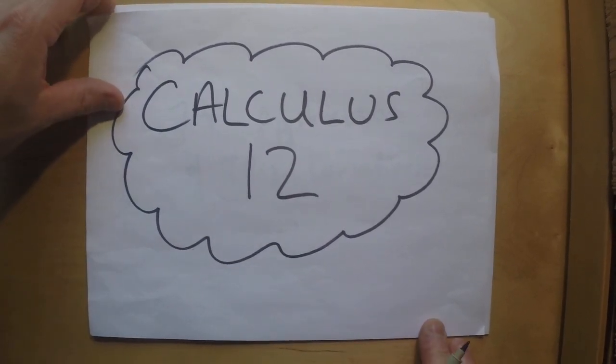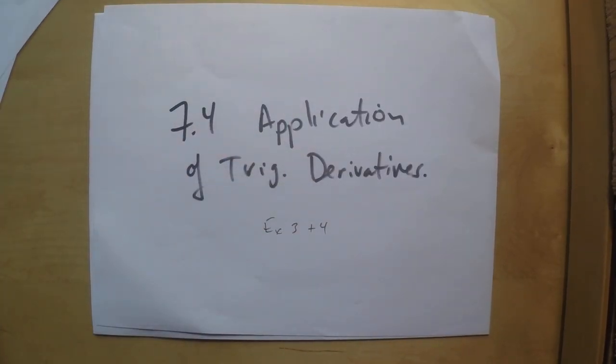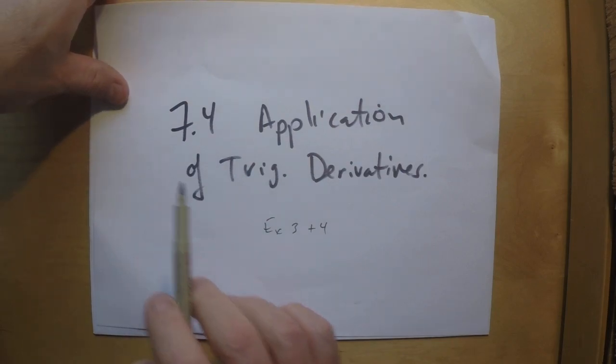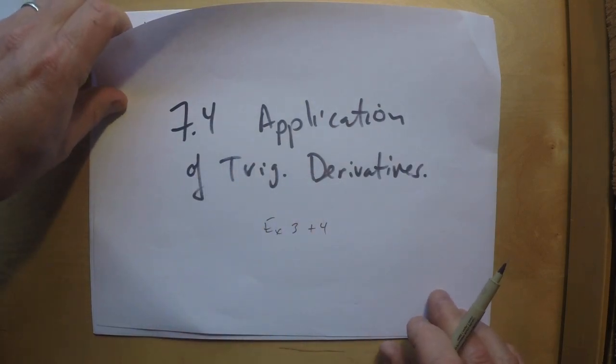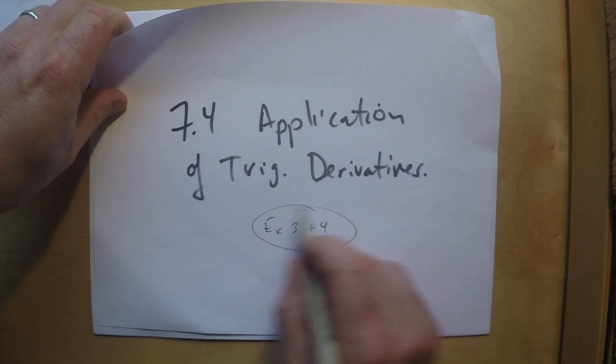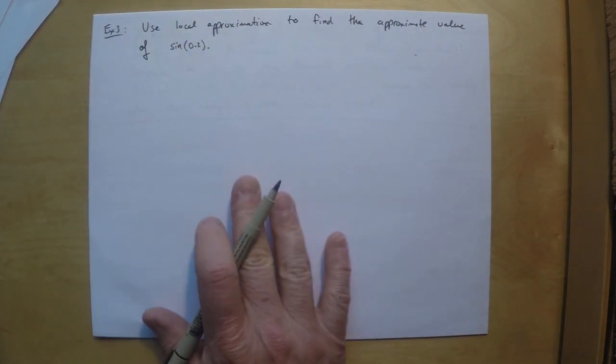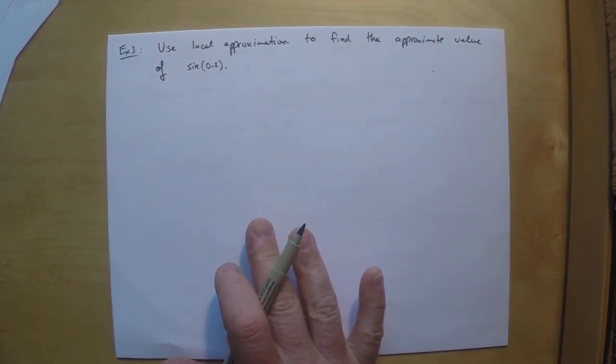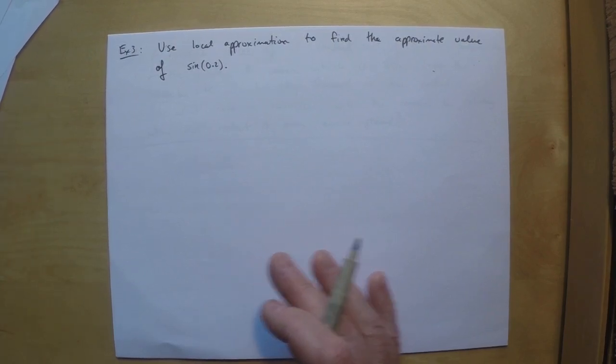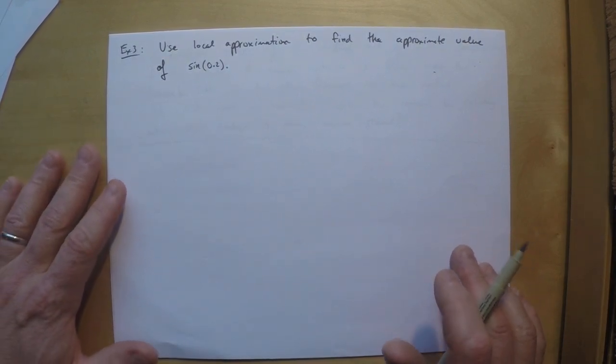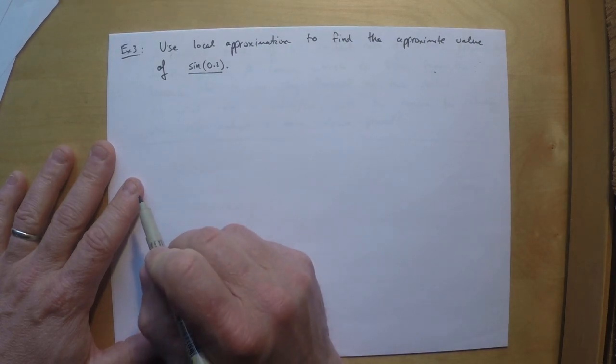Okay, here we go. Second video for dealing with Calculus 12, 7.4, applications and trig derivatives. We're going to look at example 3 and 4. Here's the first example. Use local approximation to find the approximate value of sine of 0.2.